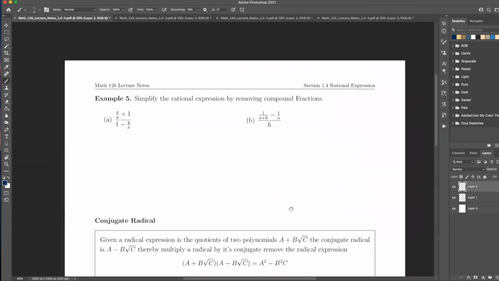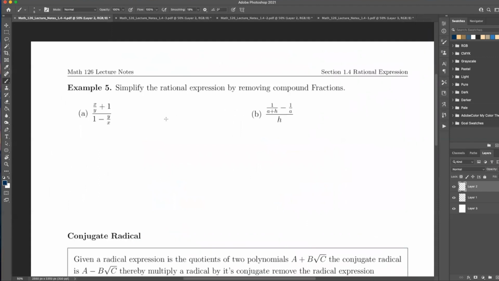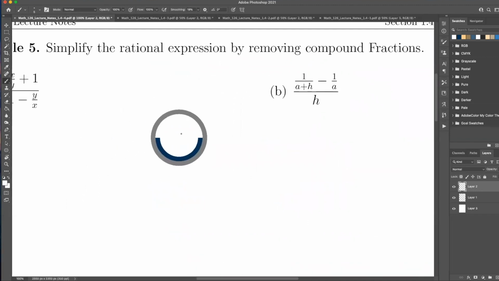So here's where things get kind of fun. So now we want to get rid of compound fractions. So how do you do this? Well, the first thing I would do is I would get rid of the compound fractions in the top and the bottom. And how would I do that? I'd multiply here. Let me zoom on in to make my life easy.